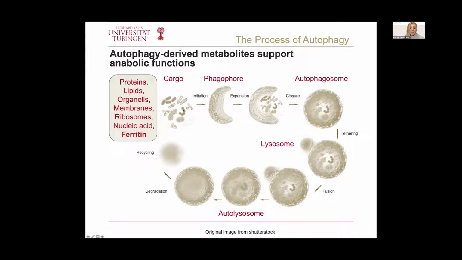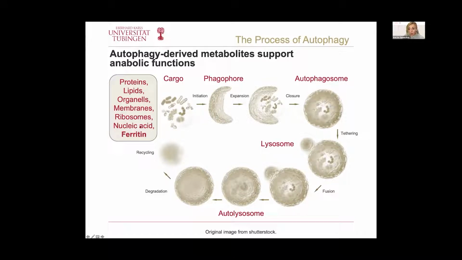So cargo can be really almost everything in the cell: proteins, lipids, membranes, ribosomes, nucleic acids, and importantly, entire organelles. So mitochondria, peroxisomes are degraded through this process. And that's the only process that takes care of the degradation of organelles in eukaryotic cells.